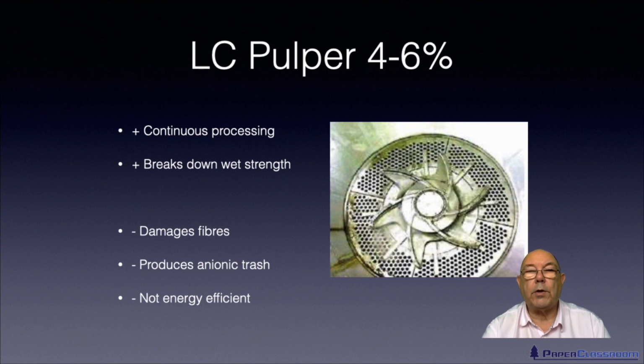The advantage of low consistency pulping is you can use it in continuous process mode, so you constantly feed in water, constantly feed in fibre, and constantly draw out your dispersed fibres. The other advantage is because it is so aggressive, because that rotor revolves so quickly, it will break down wet strength papers into individual fibres, but at the same time it will cause them a lot of damage. So the disadvantage of low consistency pulpers is it does damage fibres.